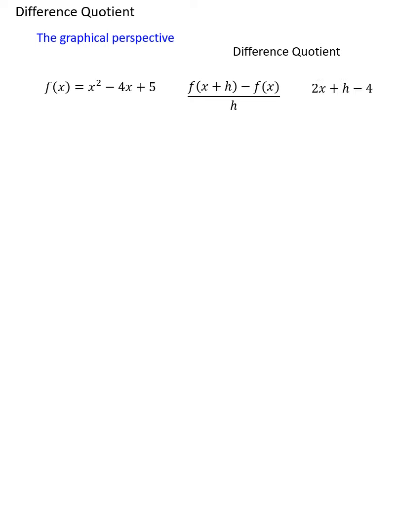So let's take a look at the same problem graphically. You'll recall just a few moments ago we were given this function. We computed the quantity called the difference quotient, which again is defined by this formula. And we did a ton of messy algebra that led us to 2x plus h minus 4 as our difference quotient.